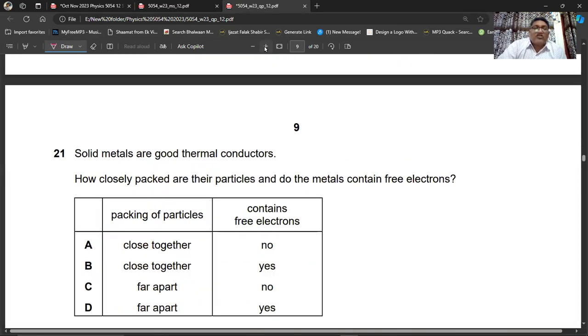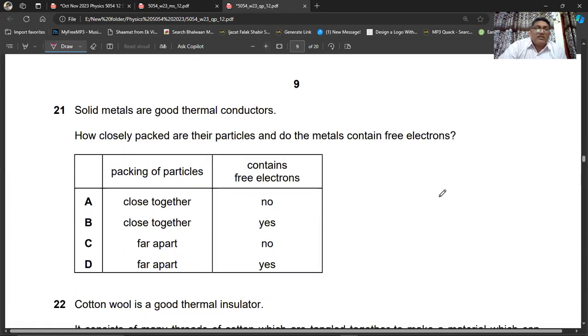Okay, so we have question number 21. Solid metals are good thermal conductors. How closely packed are their particles, and do the metals contain free electrons? So, solid metals, obviously, the particles are close together and they also have free electrons. So, I think B is the choice. Question number 21, B is the right choice.